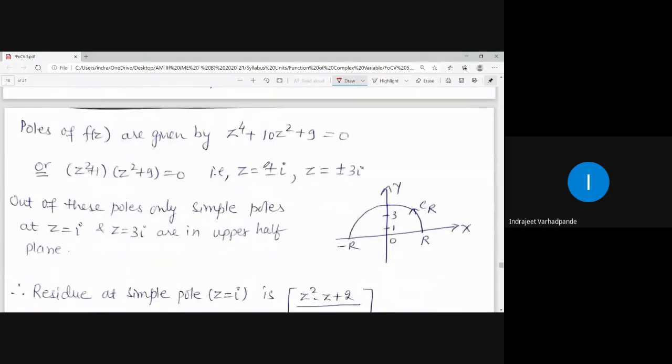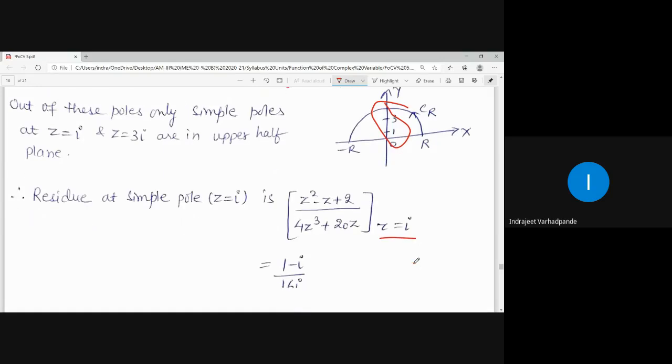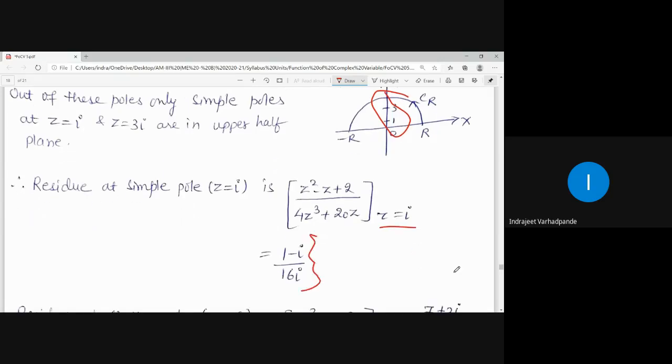This is your f of z. Put this equation into the calculator. You get the factors as this. Their poles will be plus minus i, plus minus 3i. But I will take only plus i and plus 3i because they lie in the upper half plane of the closed contour. For the residue at a simple pole, take the derivative of the denominator, numerator as it is, and put the value. i square is minus 1, z cube becomes i cube, which is minus i. So one of the residues we get as 1 minus i upon 16i.